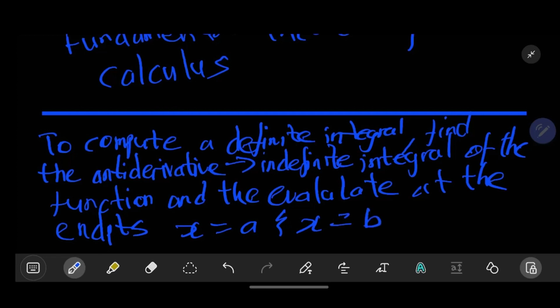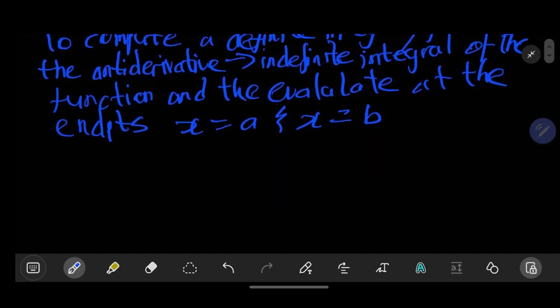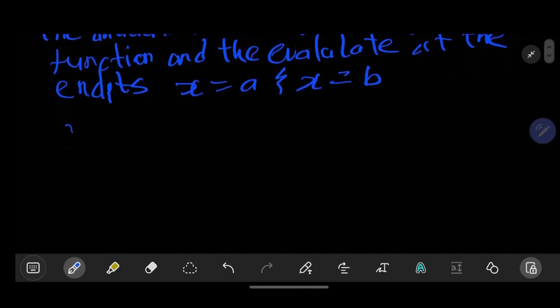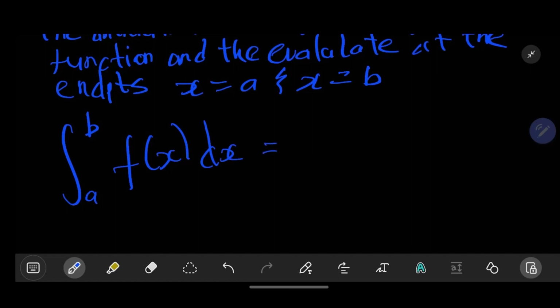All this is saying is that when we have a definite integral, we need to first find the indefinite integral, so find the function for the antiderivative first, and then apply the limits where x is equal to a and x is equal to b. Mathematically, if we have the integral with limits a to b of f of x dx, we want to find the antiderivative of f of x evaluated at b minus the antiderivative of f of x evaluated at a.